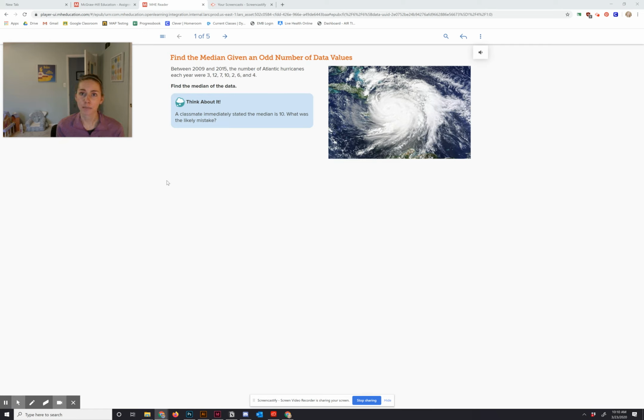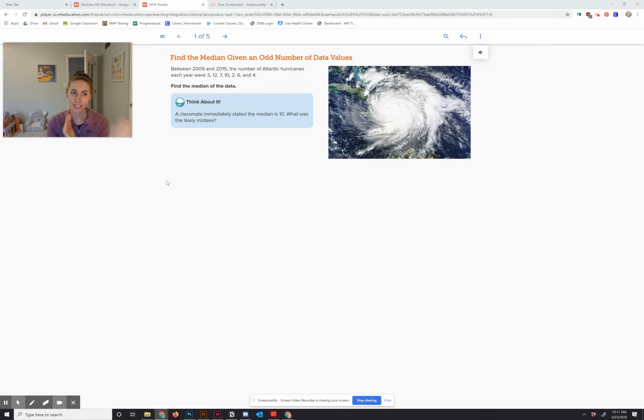To find the median, we're going to start with a similar process of sorting our data from least to greatest. Anytime you get a data set, you're going to sort it from least to greatest. And then you're going to find the number that's in the middle. That is the median, the middle of your data set.